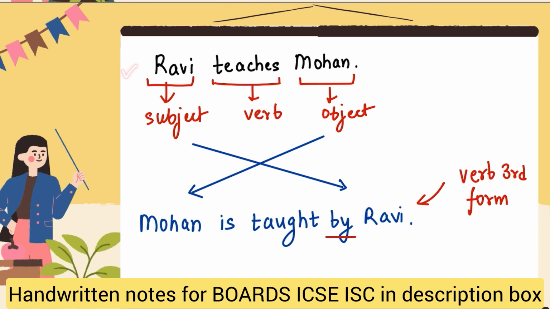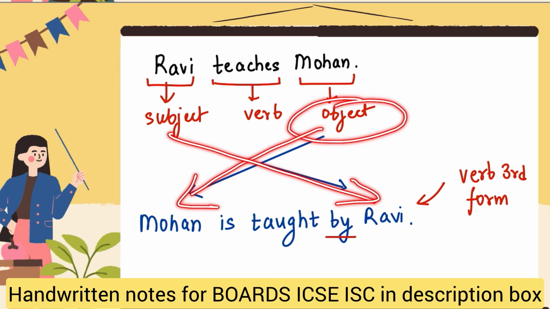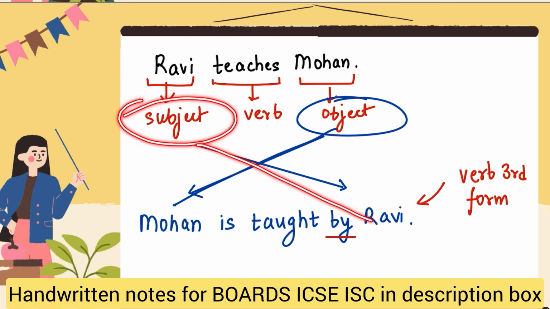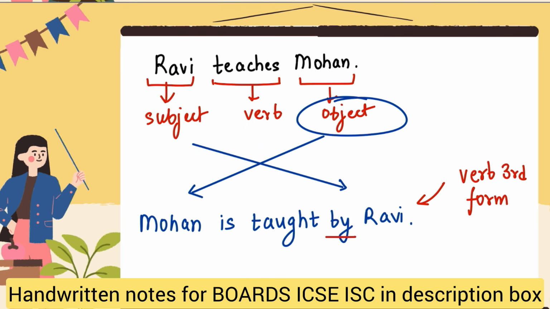Ravi teaches Mohan. Here Ravi is our subject, teaches is the verb and Mohan is the object. Okay. So when you convert this active to passive voice, this object swaps with the subject. This object will come here at the beginning and this subject will come at the end. Alright. Mohan is taught by Ravi. You'll also place this by, and the third form of verb. This is mandatory whenever you write it in passive voice.